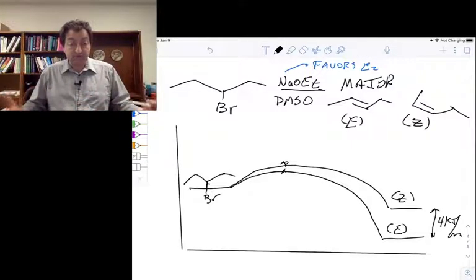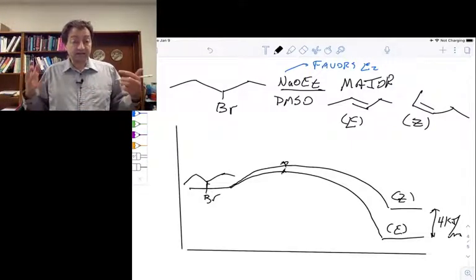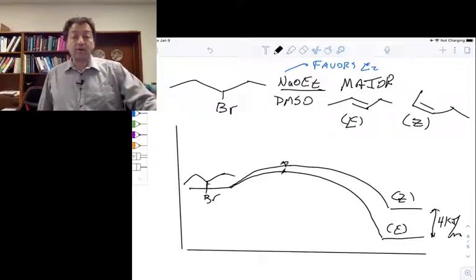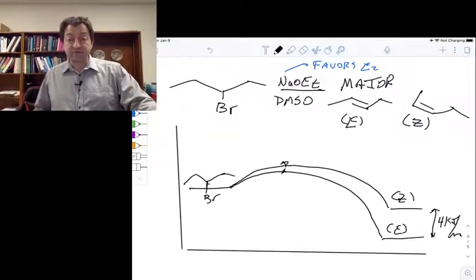We observe the E alkene as the major product in reactions where we have more than one outcome that can come out. In this case, E versus Z, we observe E being the major product.